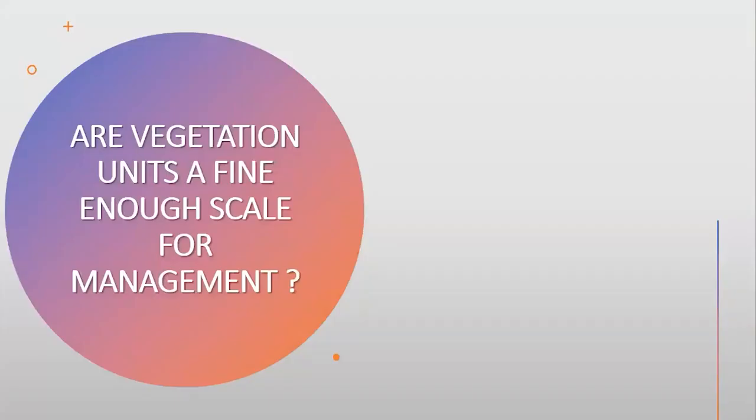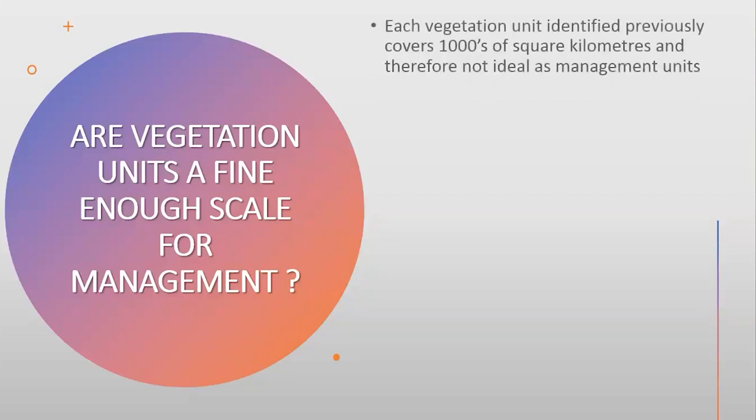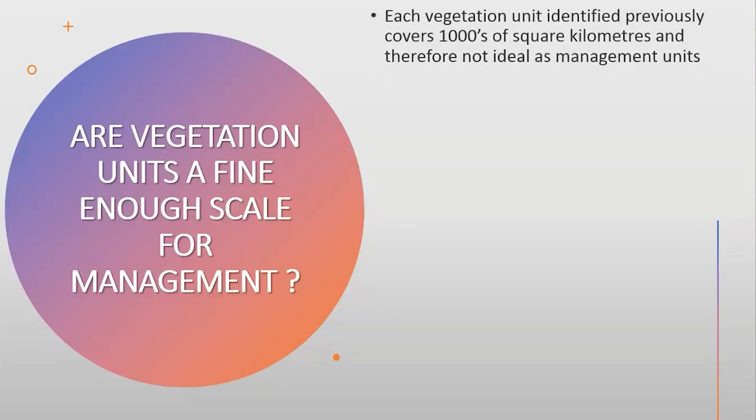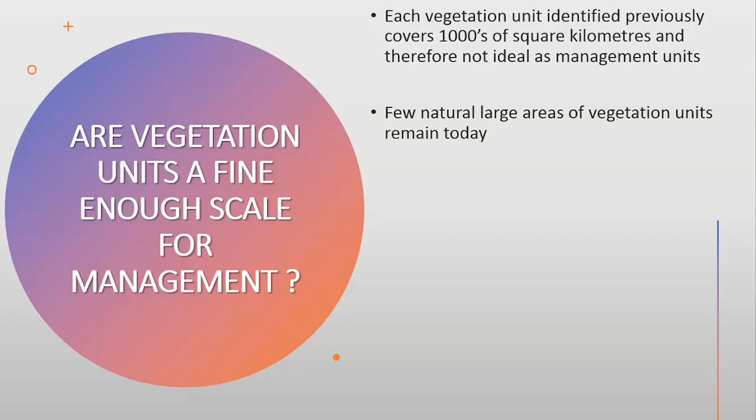So now we've got to ask the question, are these vegetation units a fine enough scale for management? And I would argue no, simply because, as we have seen, all those vegetation units that I showed you, all 87, have an average of more than 1,000 square kilometers, therefore not ideal as a management unit, largely too large. And we find very few natural areas of vegetation units remaining today.